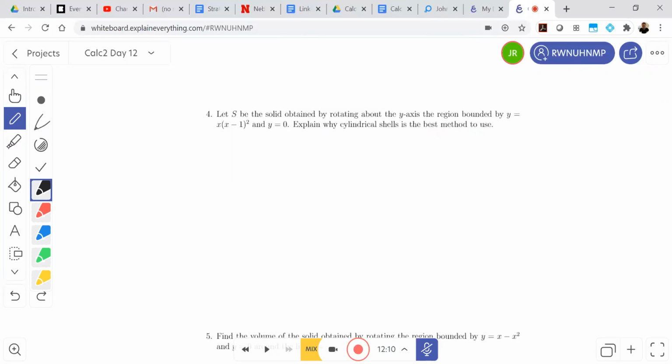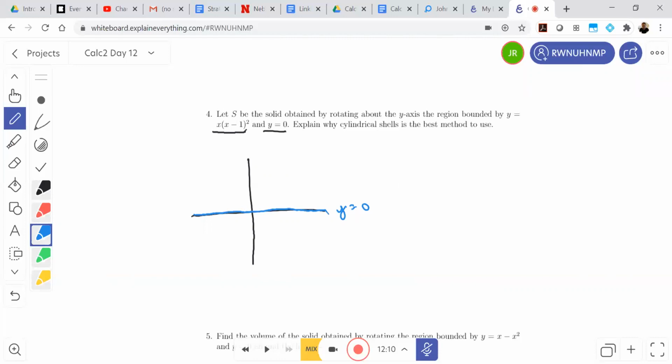The area that we are revolving is the solid region bounded by y equals this function and y equals 0. So what does this look like? As a side note, this is also a lot of fun because we get to remember how to figure out what different functions look like, which is not always easy. So y equals 0 is just our x-axis. That's not so bad. The other function is y equals x times x minus 1 squared.